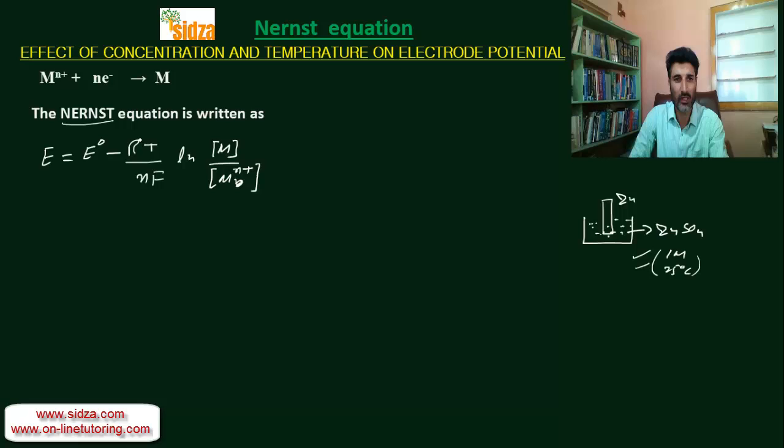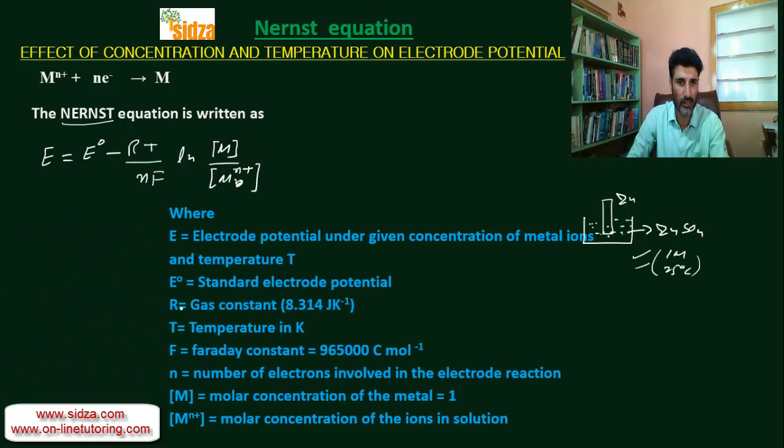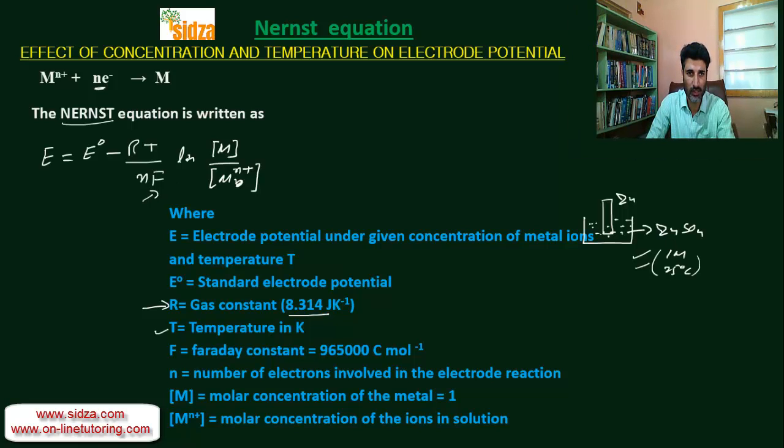So here, R is the gas constant. We know its value is 8.314 joules per kelvin per mole. T is the temperature in the Kelvin scale. n is the number of electrons that are lost or gained by a metal. So, for example, for zinc, n will be 2, and if it is a silver ion, n will be 1. F is Faraday's constant.